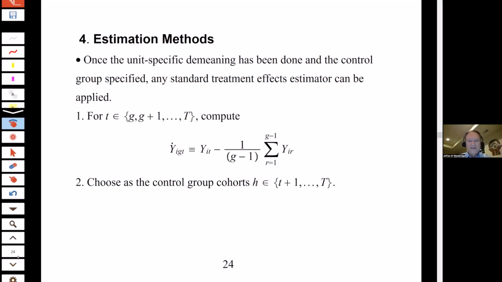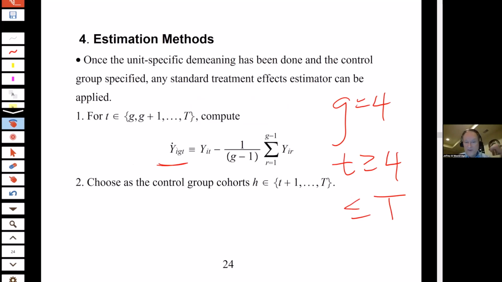So this is estimation methods, and we can get through this pretty quickly. Here is the algorithm. Once we have fixed a cohort, so we know that G is equal to 4, let's say, then we fix a time period T, which is bigger than or equal to 4, and of course less than or equal to capital T. Then we define these variables for unit i. This transformation is different by cohort, and of course it differs by time period too. Notice this is all the observed data now, the data that we actually have.